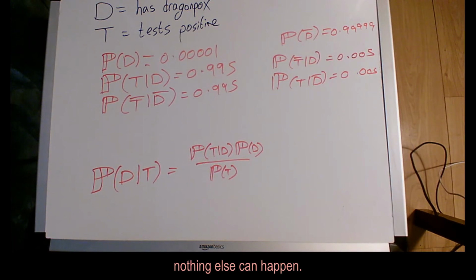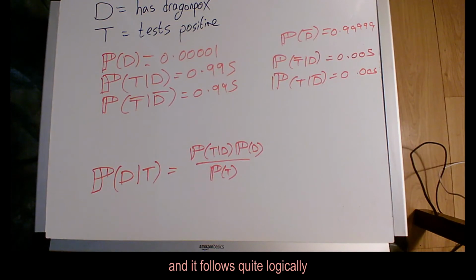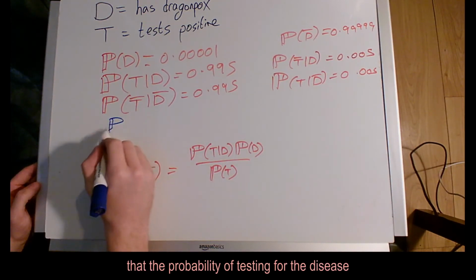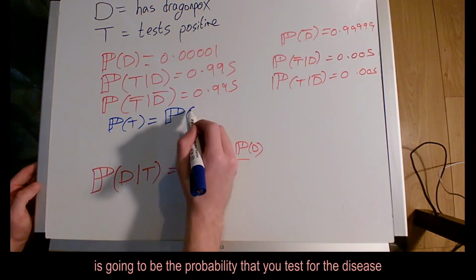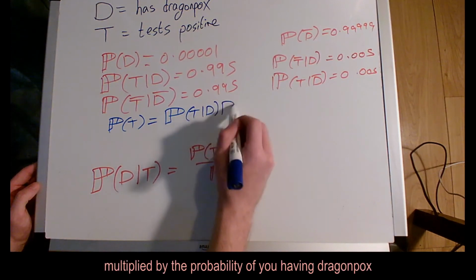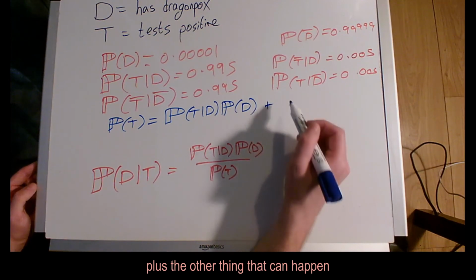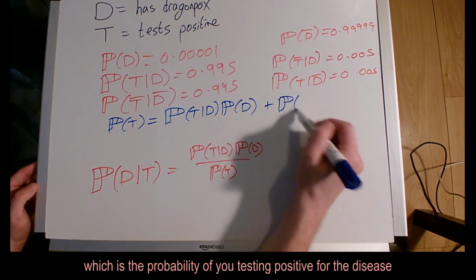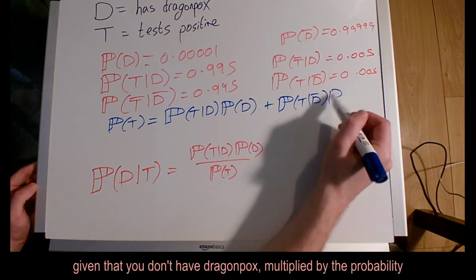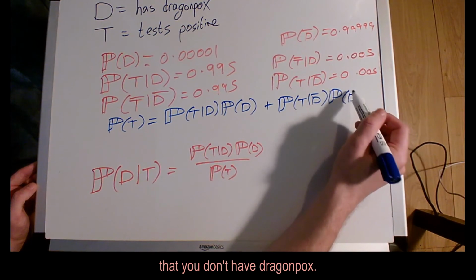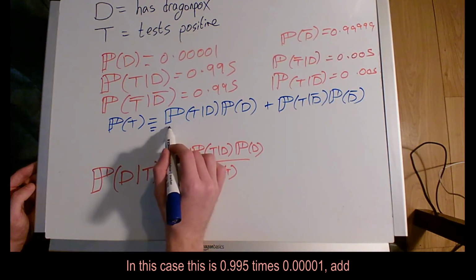Nothing else can happen. So we're using something now called total probability, and it follows quite logically that the probability of testing positive is going to be the probability that you test positive given that you've got dragonpox multiplied by the probability of you having dragonpox, plus the other thing that can happen, which is the probability of you testing positive for the disease, given that you don't have dragonpox, multiplied by the probability that you don't have dragonpox.